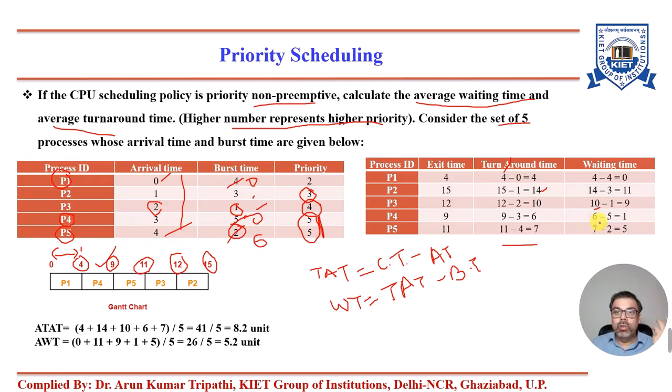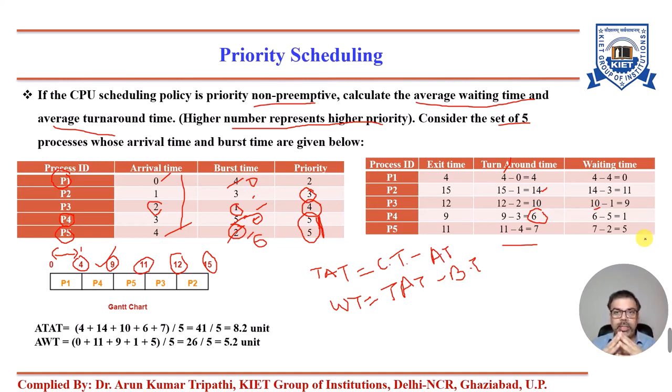And for the process P4, the turnaround time is 6 minus the execution time, that is 5. So 6 minus 5, 1. And at the last, for process P5, the turnaround time is 7 minus burst time, that was 2. So 7 minus 2 is equal to 5. So this was the turnaround time and waiting time for each individual process.